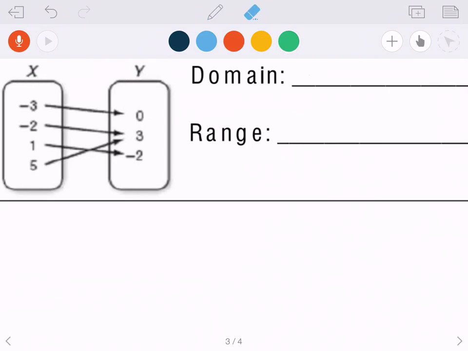So what we have here, this is called a mapping. So I have my x values, I have my y values. So here I'm just going to have -3, -2, 1, and 5. It's my domain. In my range, I'm going to have -2, 0, and 3. And that, again, is a function because there's only one arrow coming off of each x value.